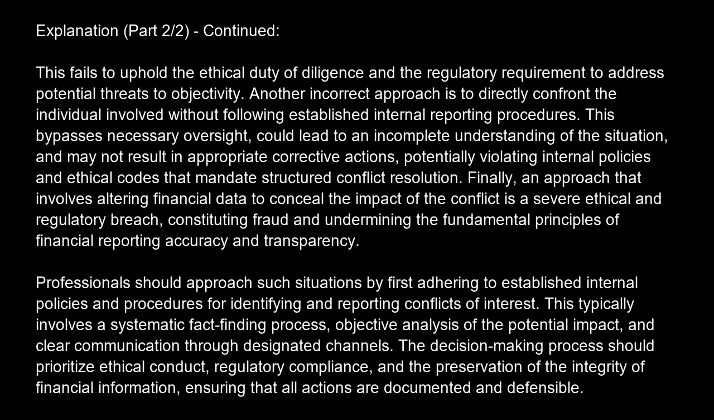The decision-making process should prioritize ethical conduct, regulatory compliance, and the preservation of the integrity of financial information, ensuring that all actions are documented and defensible.